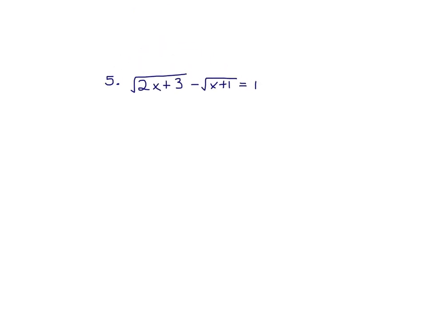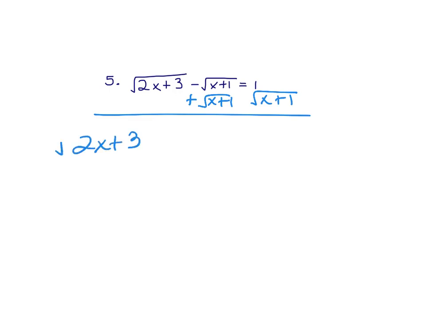So again, notice I have two radicals. So I need to isolate one of them. So I'm going to actually just move this one to the other side. So now I have the square root of 2x plus 3. This is my isolated first radical. And then here I'm going to get 1 plus the square root of x plus 1. You're going to square both sides to cancel that first radical.